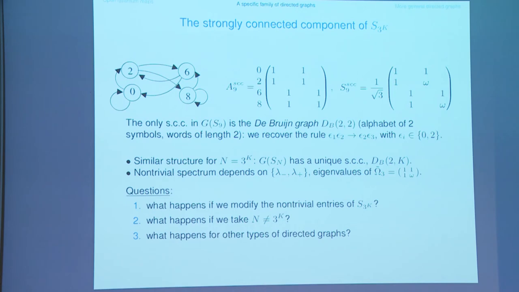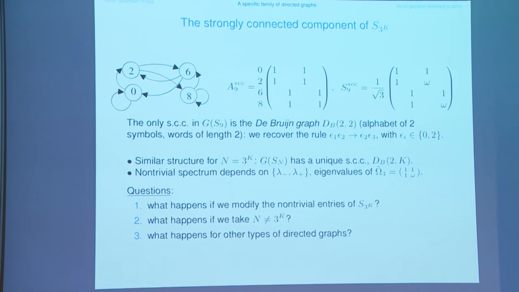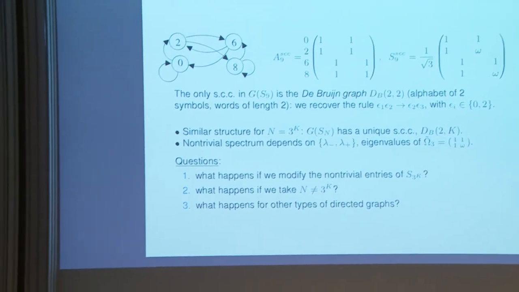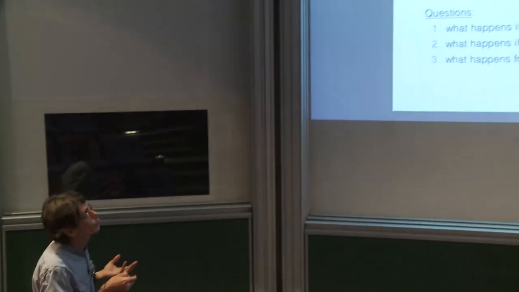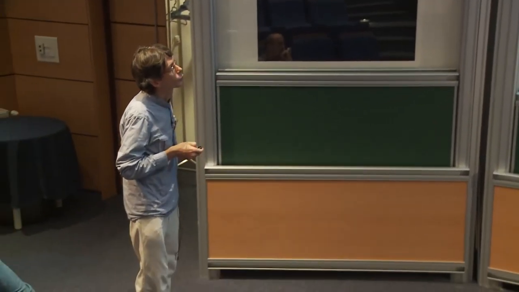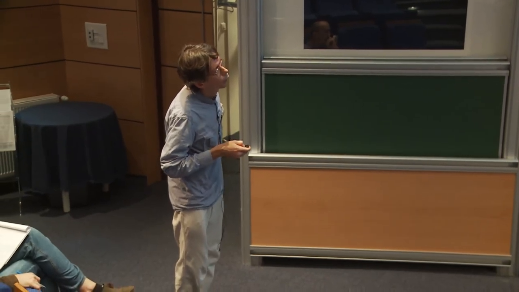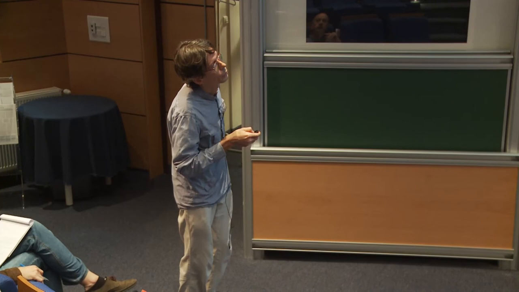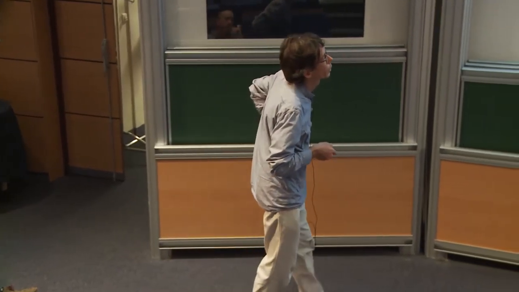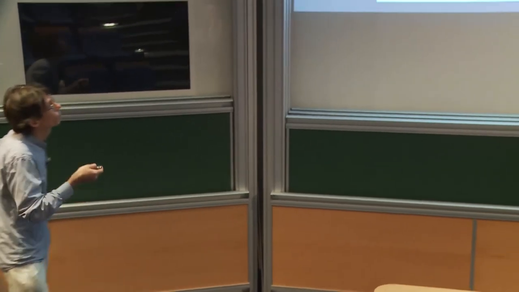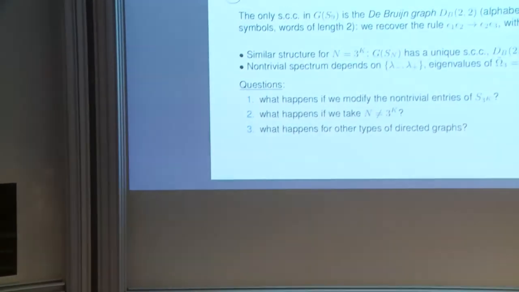I plotted this structure for n equal to 9, but of course it works, and you can do the same for any power of 3, 3 to the k. You find each time that the graph has a unique strongly connected component, which is a de Bruijn graph, but now with words of length k. Here I had words of length 2. Now you have words of length k, which index the non-trivial nodes. And the spectrum again depends only, as we saw before, on the eigenvalues of this matrix here, 1, 1, 1, omega, which is the reduction, if you want, of the matrix we had before. So we find again the same spectrum, naturally, but now with this interpretation in terms of strongly connected components.